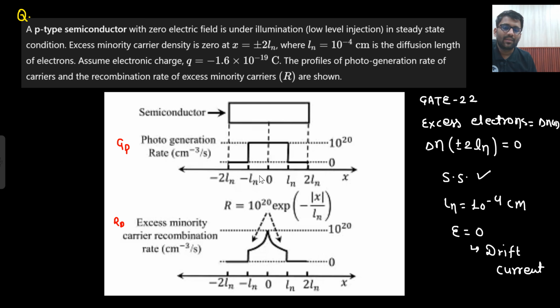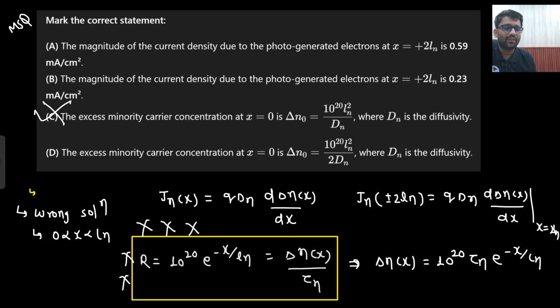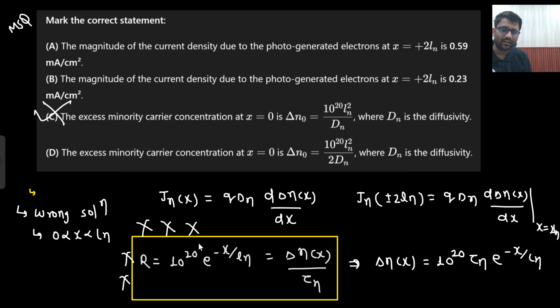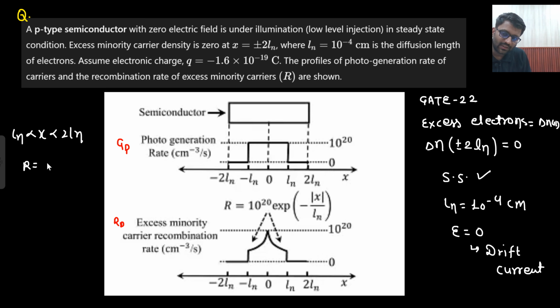What I usually have seen is that people do 0 to Ln with this analysis, and between Ln to 2Ln they apply the continuity equation. What I will ask is, between Ln to 2Ln, why don't you apply this formula? Recombination rate is equal to excess minority carrier concentration divided by tau n. What is the recombination rate between Ln to 2Ln? That is 0. That means delta nx should be 0.